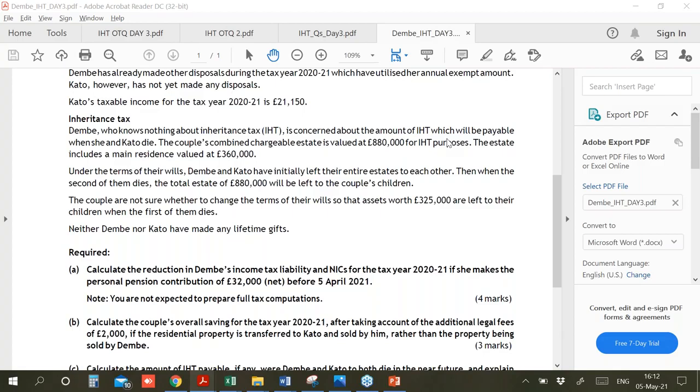Now, the one advantage is that your band will be extended. Now, without reading the question, I can tell you that obviously, if Dembe contributes 32,000 net, his bands will be increased by 40,000. Now, much of the income that was previously taxed in the higher rate band will now be taxed at the basic rate band. So what will be the tax savings that he will be able to achieve? 20% or 40%?